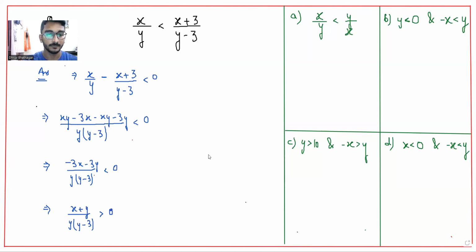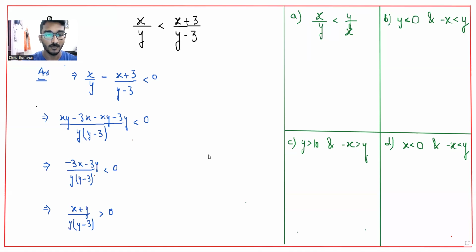And I hope it is clear that when I take a negative number common and I multiply negative on both sides, the sign of inequality changes, right? So this is the basic fundamental of inequality. So this is the stage where I am right now.